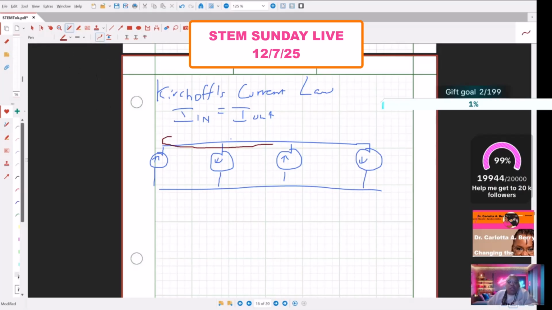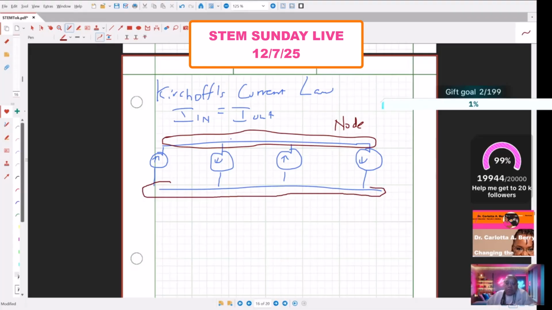So the meeting point of circuit elements is called a node. So I have 2 nodes. So this is called a node. And then down here at the bottom, this is also called a node. And I'm going to sum the currents into and out of the node.